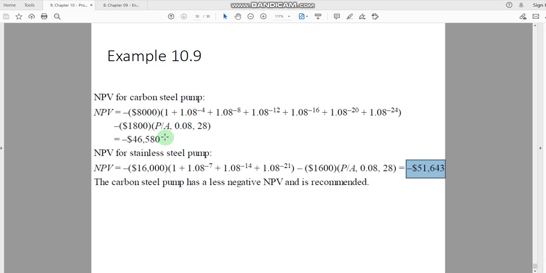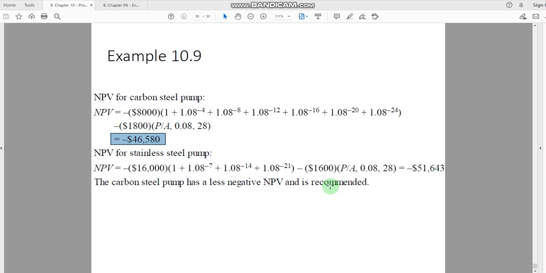Now from the analysis of the net present value, what we see here is that the equipment which has the least negative net present value is the better option. So here from this example, the net present value for the carbon steel pump is the least negative value in comparison with the stainless steel pump. So we see that the carbon steel pump has a less negative net present value and it is recommended.